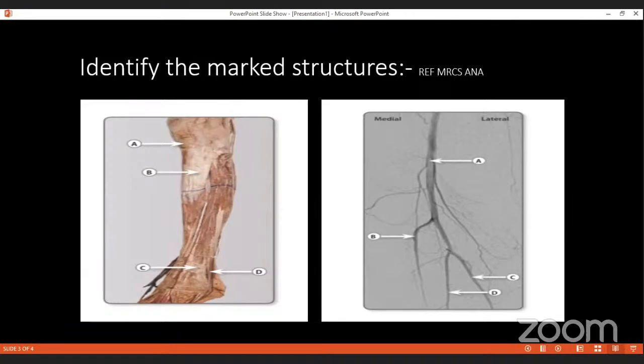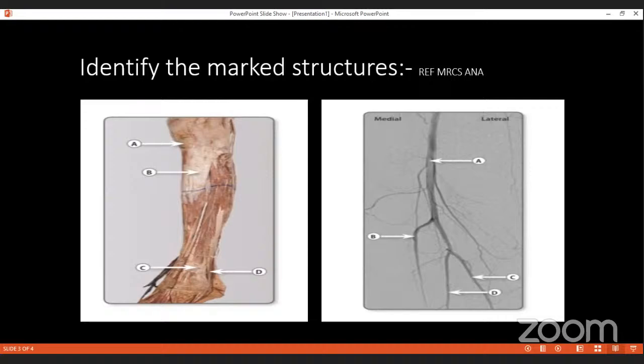Can you name the muscles present? The anterior compartment is separated from the posterior by the interosseous membrane. The anterior is separated from the lateral by the anterior fascial septum. And the lateral is separated from the posterior by the posterior fascial septum.